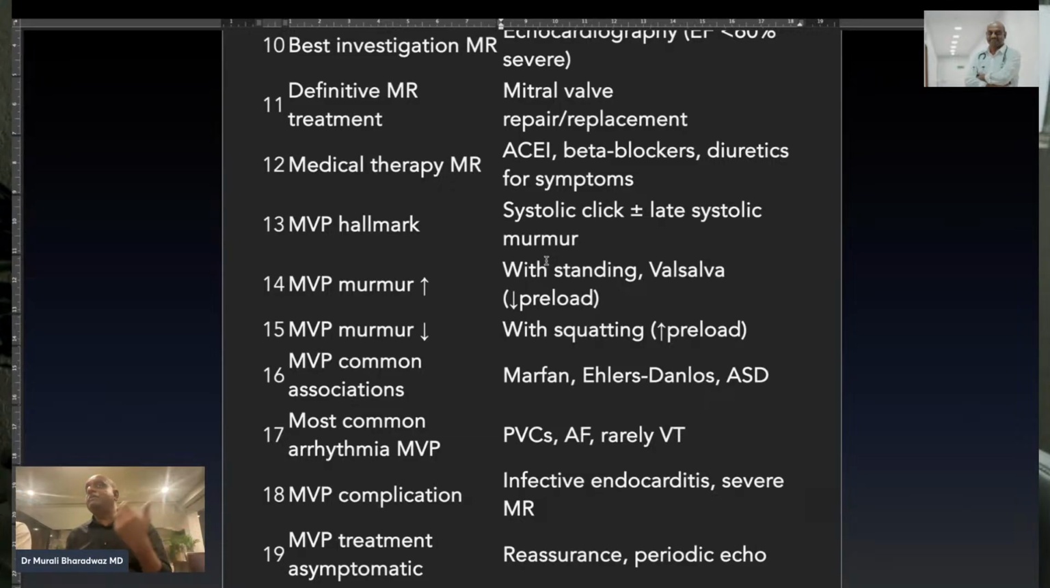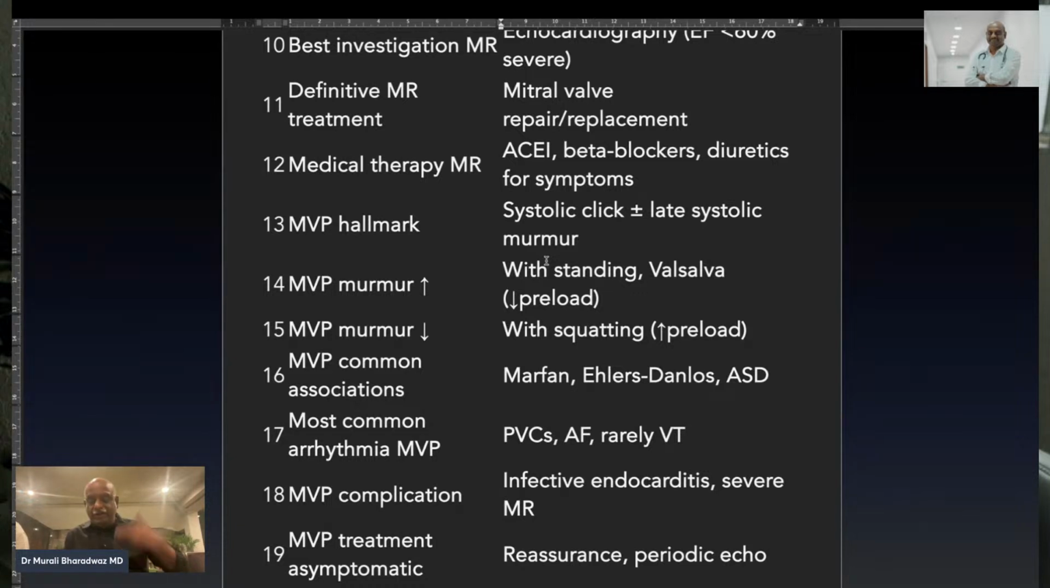So MVP murmur will increase with standing. If the person is doing Valsalva maneuver, which is opposite to inspiration, inspiration increases the venous return, expiration decreases the venous return. Decreased venous return, smaller size of the ventricle, that leads to worsening of the MVP murmur. Similarly, if you are squatting, what is happening? Opposite to standing.